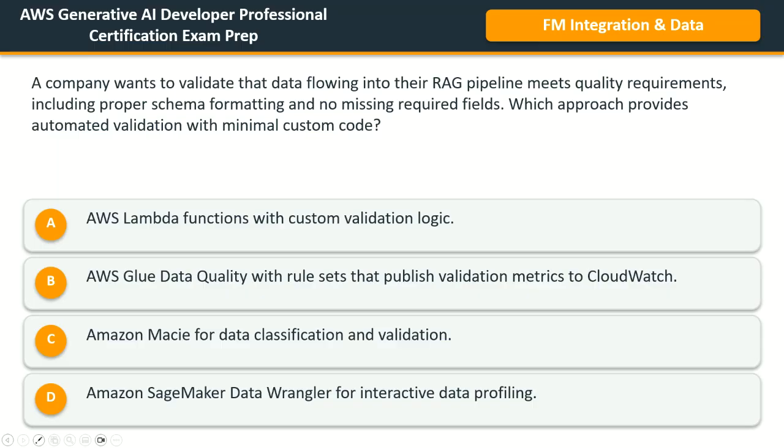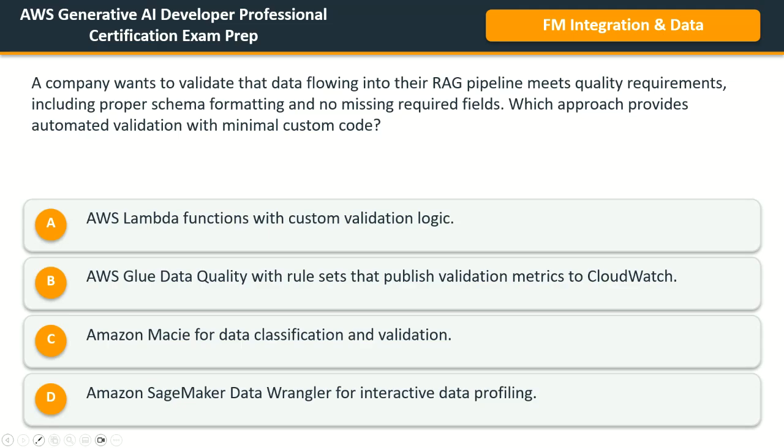AWS Glue Data Quality is purpose-built for this. You define rule sets like require columns exist, no nulls in required fields, expected data types, and basic constraints and expressions. Glue evaluates the data against the rules and publishes metrics to CloudWatch so you can monitor and alert when quality degrades. That's why B is the correct answer.